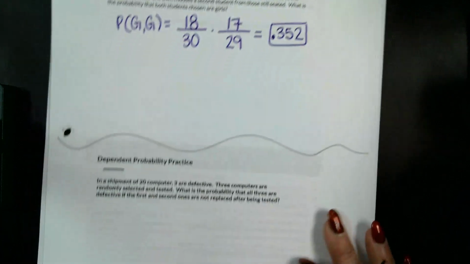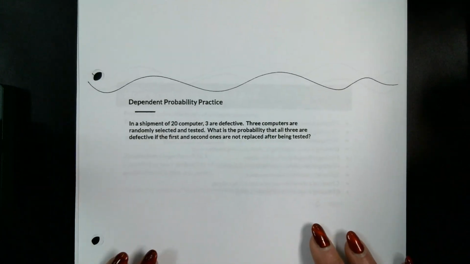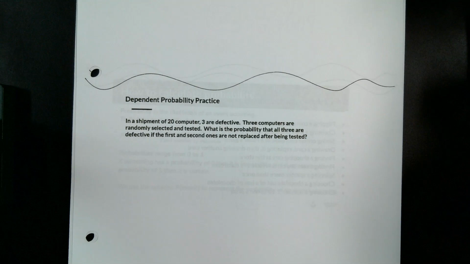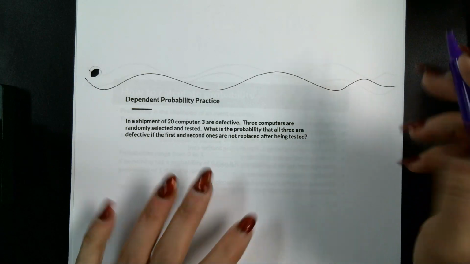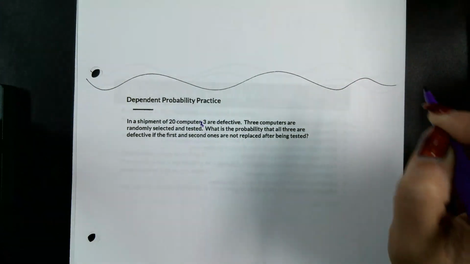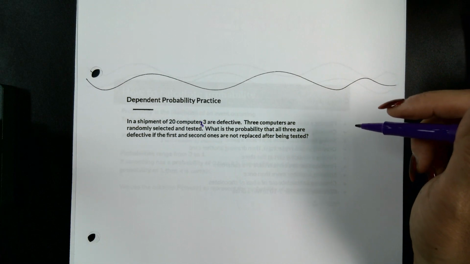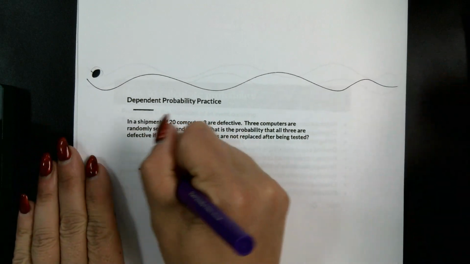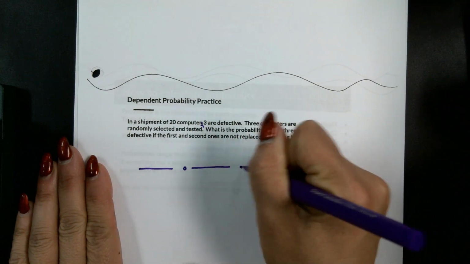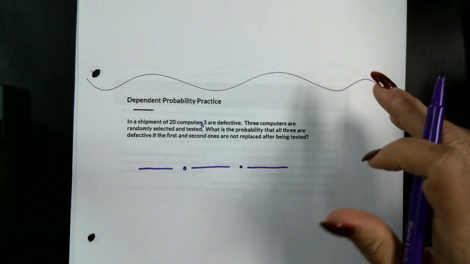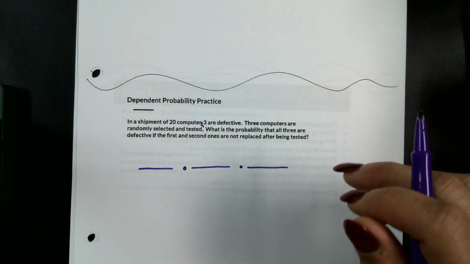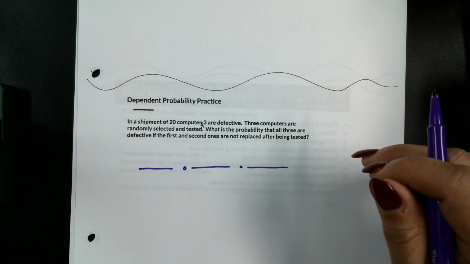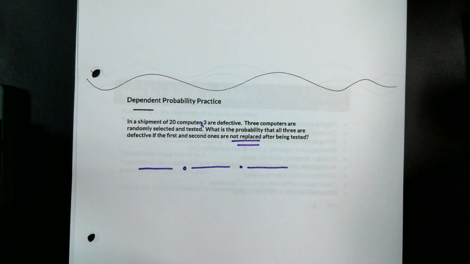All right, then let's try the one down here at the bottom. This is still dependent. It says in a shipment of 20 computers, I'd really like to know where these word problems came from because we're missing an S there. 3 are defective. 3 computers are randomly selected and tested. Okay, so hang on. We know we're picking 3 computers, so this time we're going to have 3 fractions being multiplied together. What is the probability that all 3 are defective if the first and second ones are not replaced? So that's how you know it's dependent, because we're not putting it back.